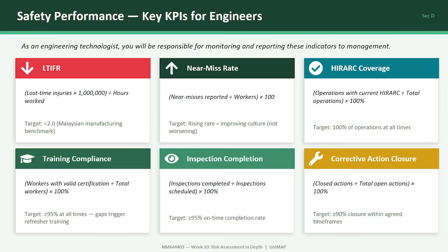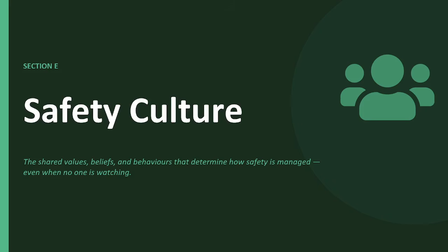These 6 KPIs together give a complete picture of SMS health. An organization with a high LTIFR but good leading indicators is improving. An organization with a low LTIFR but deteriorating leading indicators is heading toward a major event.